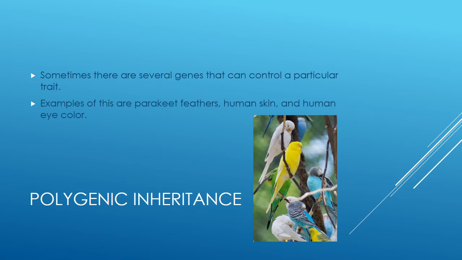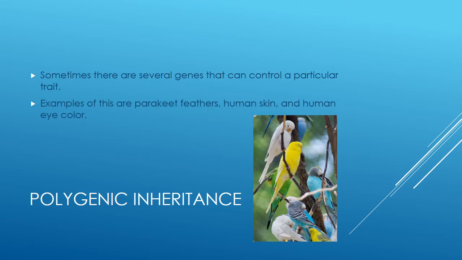Next exception. Sometimes there are several genes that can control a particular trait. So in the case of, say, parakeet feathers, human skin, human eye color, it's not just one gene that's determining what the phenotype is. It's actually several in some cases. Sometimes it's just 2, but sometimes it's 3, and sometimes it may be as many as 6. And this is known as polygenic inheritance, polygenes, right? More than one gene.